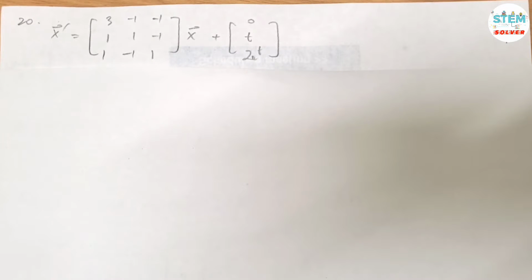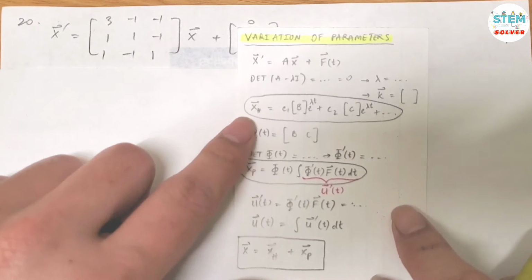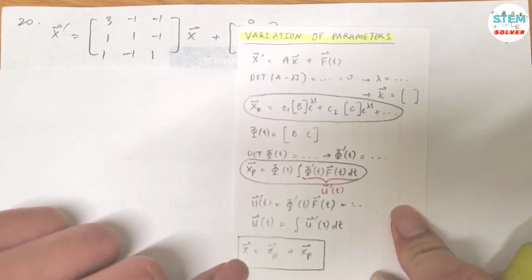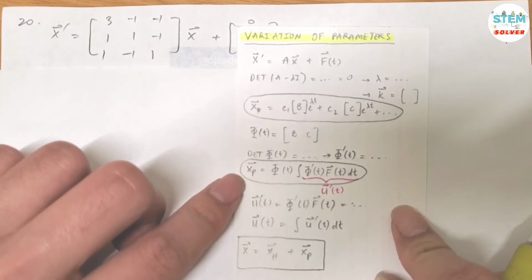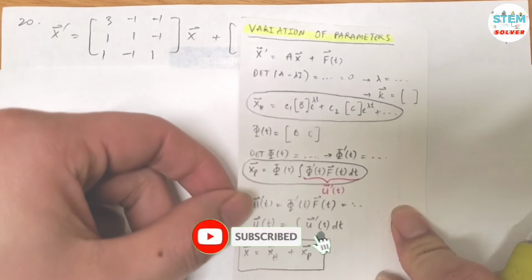Use variation of parameters to solve the given system. To use the variation of parameters method, here are the steps you need to do. First, find the homogeneous part, then find the non-homogeneous part, and add them together, which gives you the final answer. For a specific problem, I will walk you through it step by step.